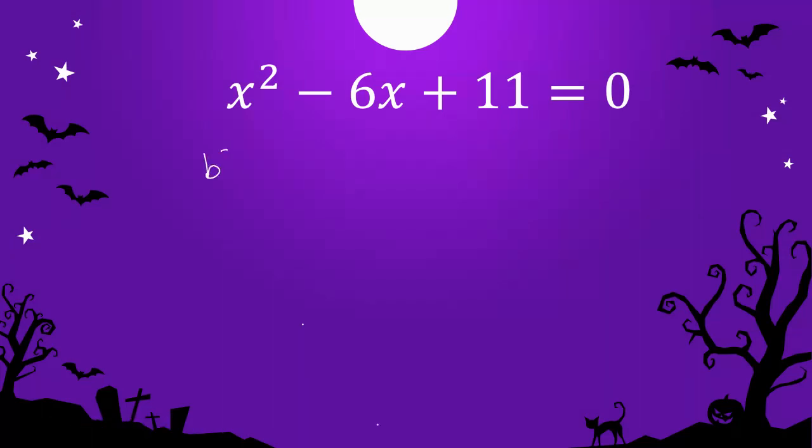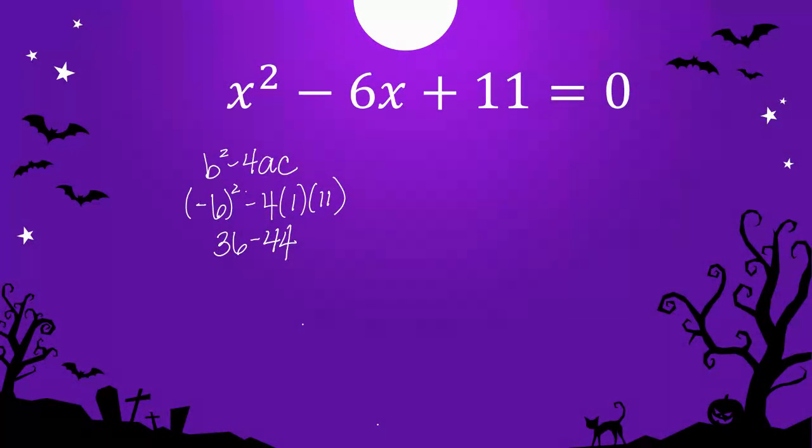So I'm going to take b squared minus 4ac. So I have negative 6 squared minus 4 times 1 times 11. And I'm going to get 36 minus 44, which is a negative number. Therefore, this is not factorable. Okay? I also can look at it, and I know there's no factors of 11 that are going to add to be negative 6. Not a possibility. So now my options are completing the square or using the quadratic formula.